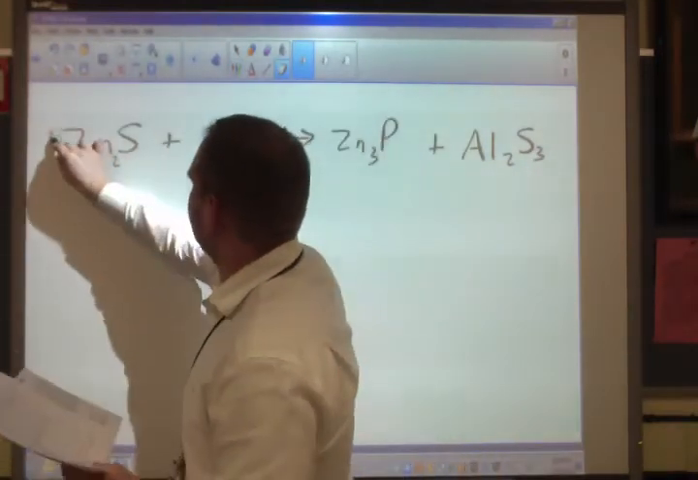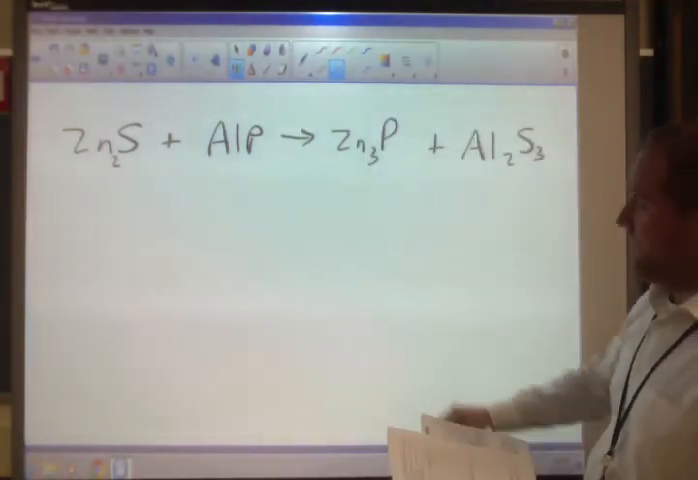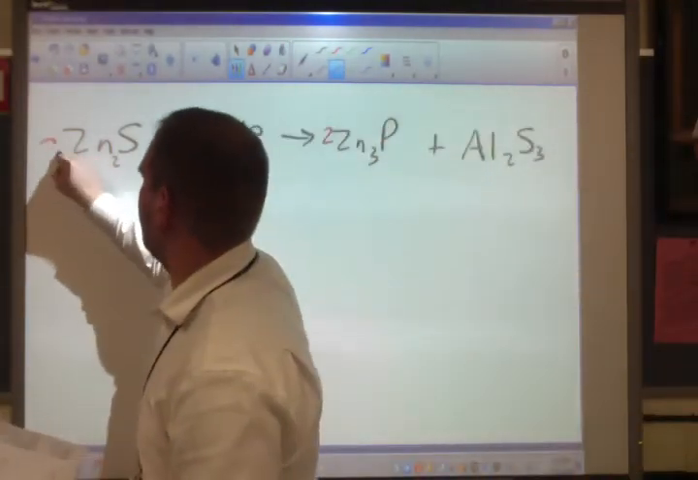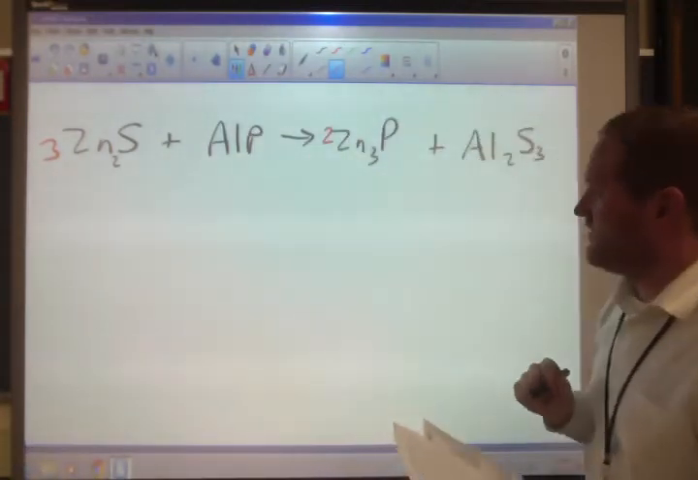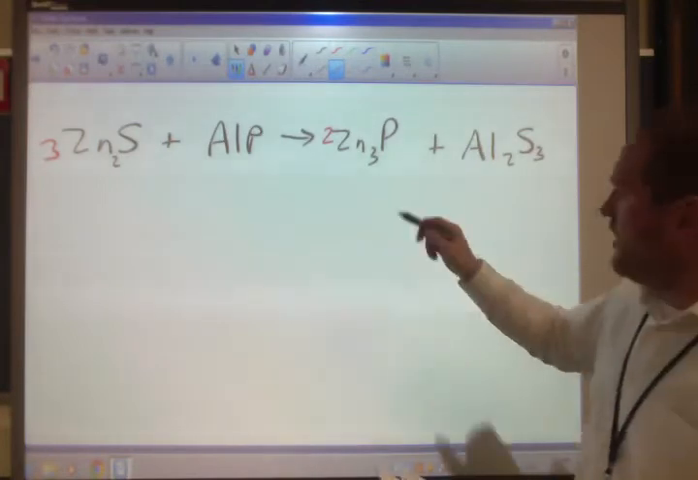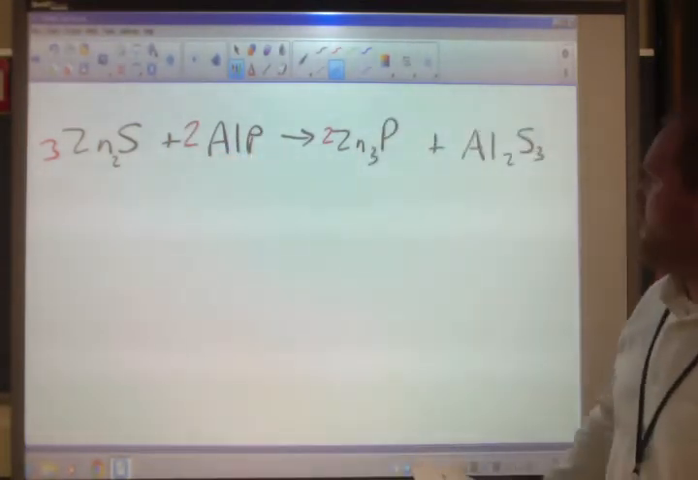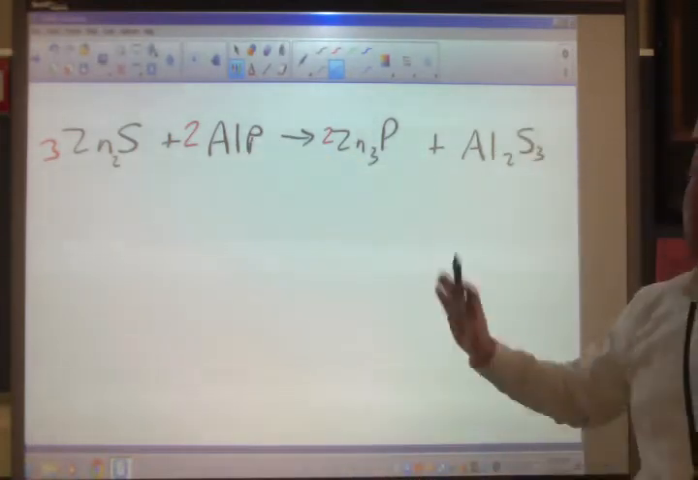All right. Let me start with my zincs. Let me do a 2 here and a 3 here. So 6 and 6 for my zincs. So now I have 3 sulfurs and 3 sulfurs. We're good. 2 phosphoruses and 2 phosphoruses. Good. 2 aluminums, 2 aluminums. That's how it should be.